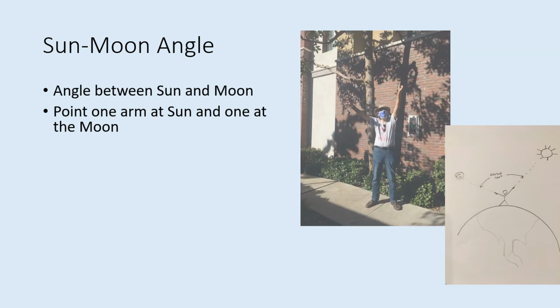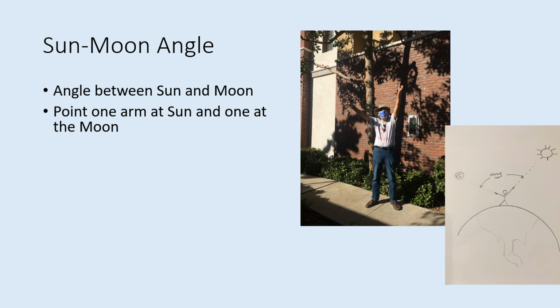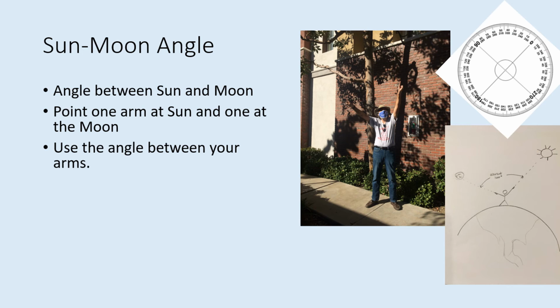Just point one arm at the sun and the other at the moon. It's okay if people look at you funny. You'll get used to it. Then you estimate the angles between your arms. Remember that 90 degrees is a right angle, and 180 degrees means your arms are pointed in exactly opposite directions. You can compare to a protractor if you need a reminder of what different angles look like.